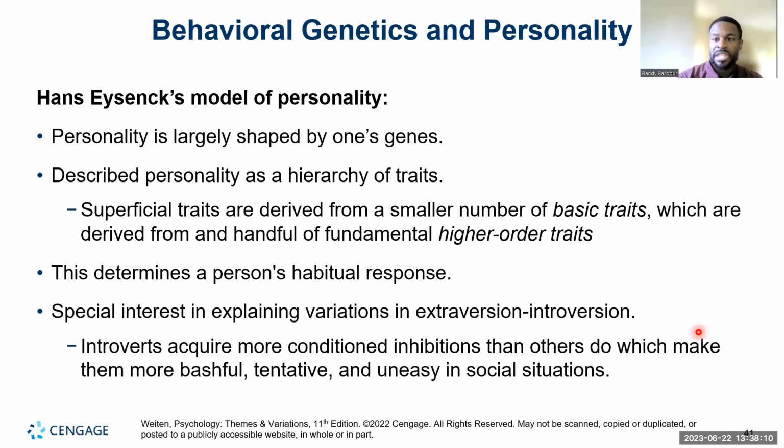But again, special interest has been tied to explaining the variations in extroversion and introversion. Those who exhibit these personality characteristics differ in their habitual responses to certain situations. Introverts acquire more conditioned inhibitions through their environment, so they tend to be more bashful. They tend to be a little more tentative and uneasy in social situations. Those are some of the superficial characteristic traits associated with being more introverted versus being extroverted, where someone who is extroverted is less bashful, a little less tentative, and a little less uneasy in social situations where they have to communicate with someone else.